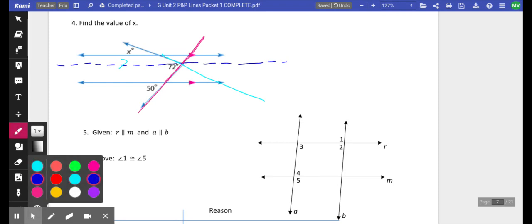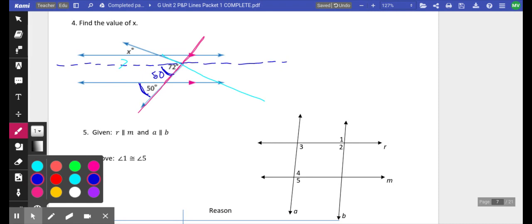So now when I look at it, I'm going to first focus on the pink transversal. With my pink transversal, since this angle down here is 50, that means this angle, which is part of the 72, is also 50 because those are corresponding angles.